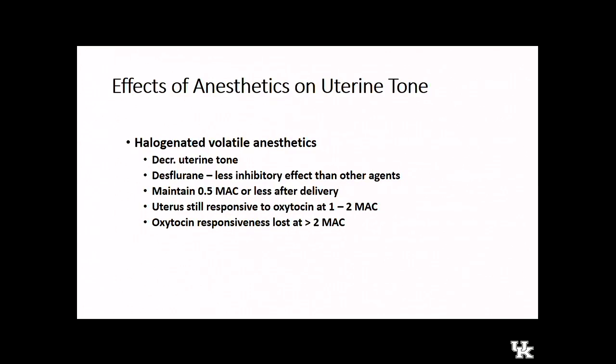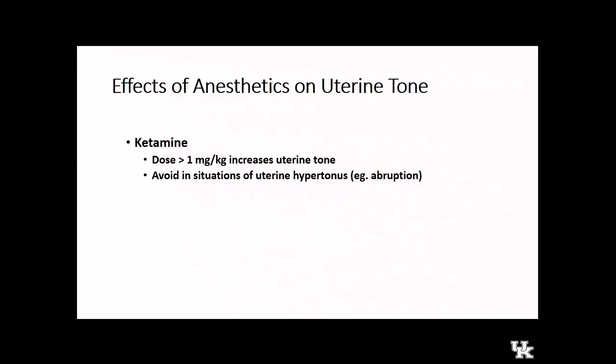If you maintain your volatile agent at a half MAC or less in a normal uterus, you should see normal contraction. Now, if you have someone with chorio or some reason that the uterus is not normal, then even at lower MACs, you may have an effect of that volatile agent on uterine tone. But between 1 to 2 MAC, you'll still see some response to oxytocin if you give it. Once you get beyond 2 MACs, you can give all the oxytocin in the world and there will be no responsiveness to it. So it dose-dependently decreases uterine tone.